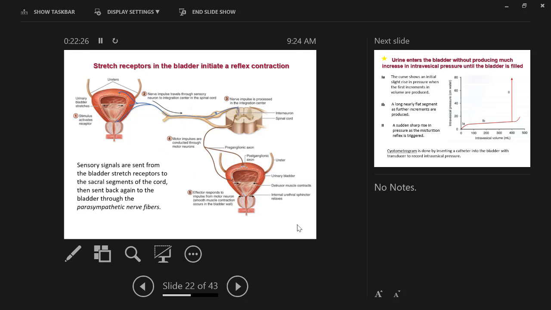And then finally, effector responds to impulse from motor neuron. Smooth muscle cell contraction occurs in the bladder wall. So coming from the bladder, going to the spinal cord, and coming back to the bladder, that's the micturition reflex.